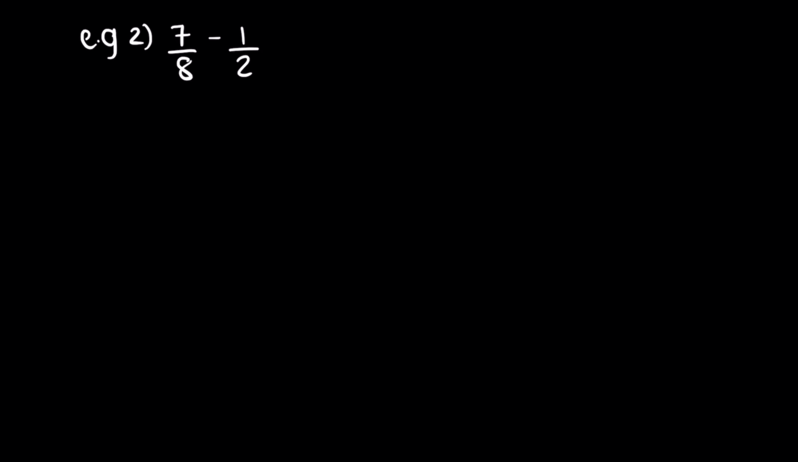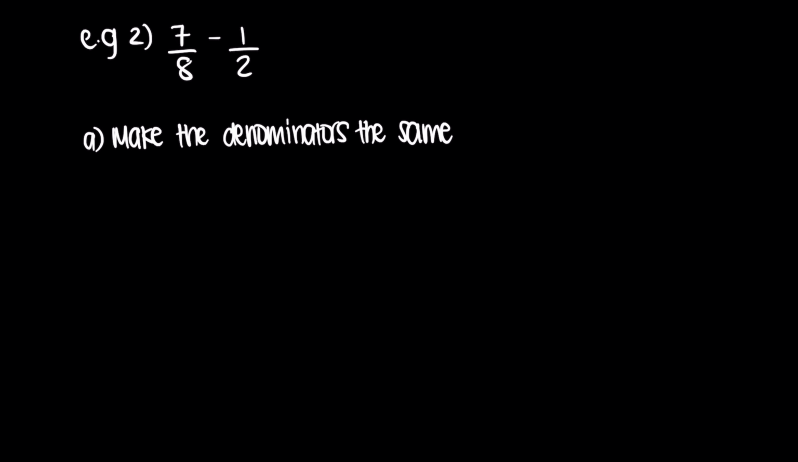Again, the first thing we have to do is make the denominators the same. In this case, we have the denominators 8 and 2. The common denominator that we'll use comes from the LCM of 2 and 8, which is 8. So we can retain the fraction 7 over 8 since it already has the necessary denominator, but we need to find an equivalent fraction for the fraction 1 over 2 such that this new fraction has a denominator of 8.